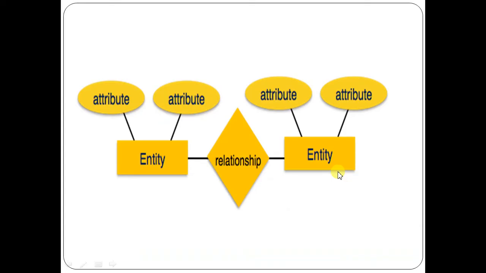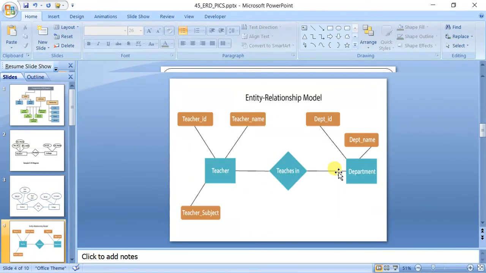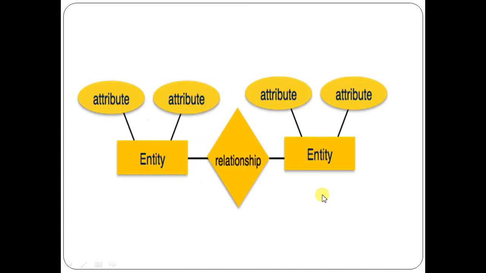Or you talk about this one, a teacher table and a department table. And when you do select star from teacher, all the records of teacher will come. And when you do select star from department, all the records of department will come. Okay, so this is what our idea is.